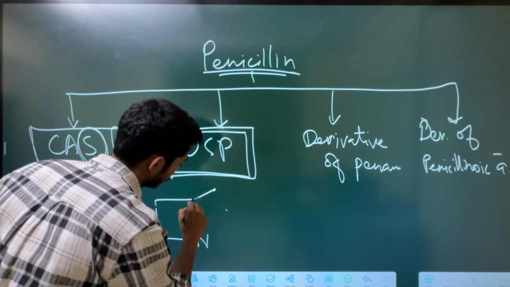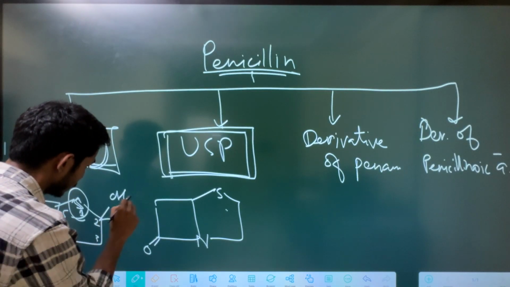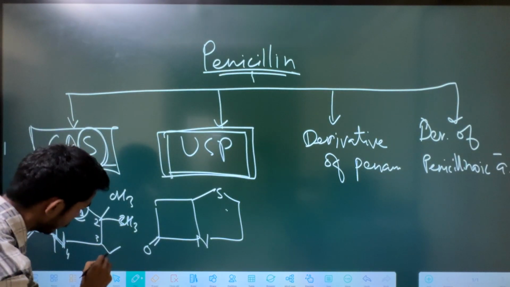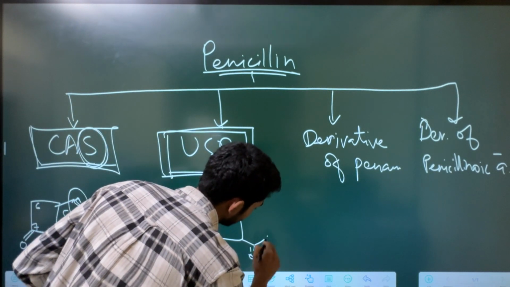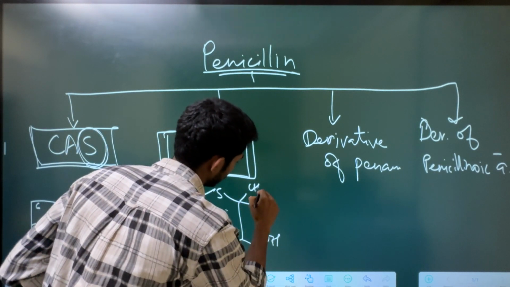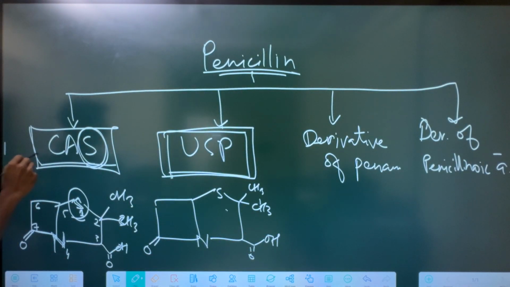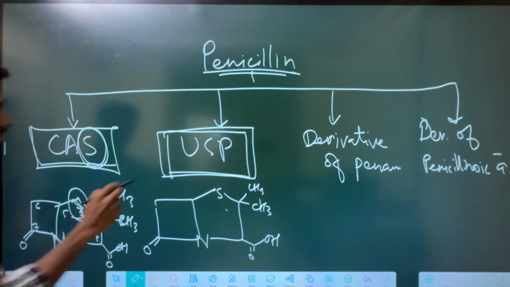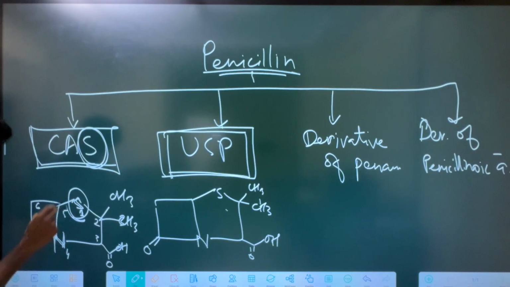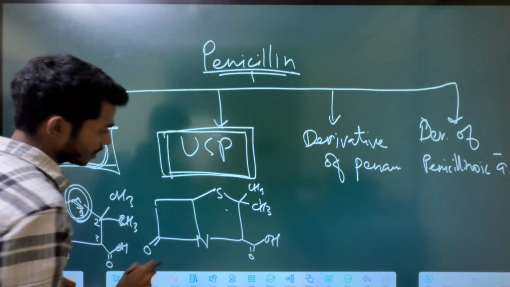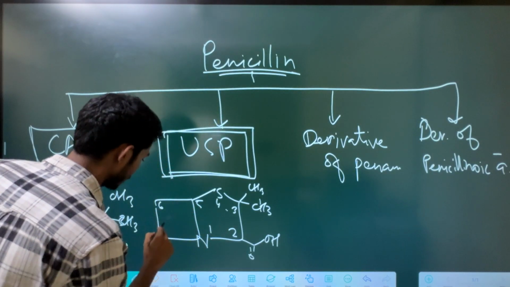That is the lactam ring. That is sulfur. That is a 5-membered ring. In that, 2 methyl groups are also there, CH3, and you will see one carboxylic acid is there. Same here. C double bond O, single bond OH, and here CH3, CH3. So this one is called Chemical Abstracts Service, and that is called United States Pharmacopoeia. So in CAS system, S will be given first priority, and in USP system, nitrogen N will be given first priority. So 1, 2, 3, 4, 5, 6, 7, like that.